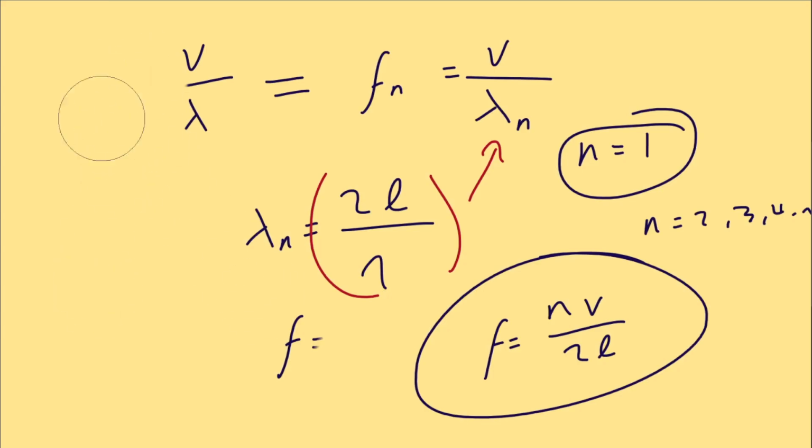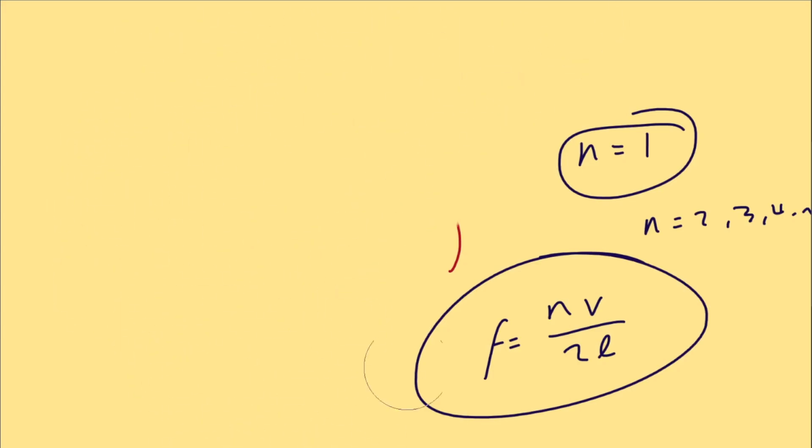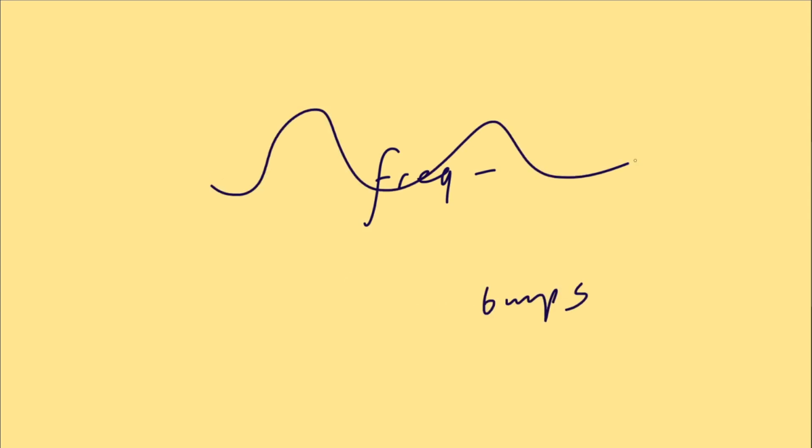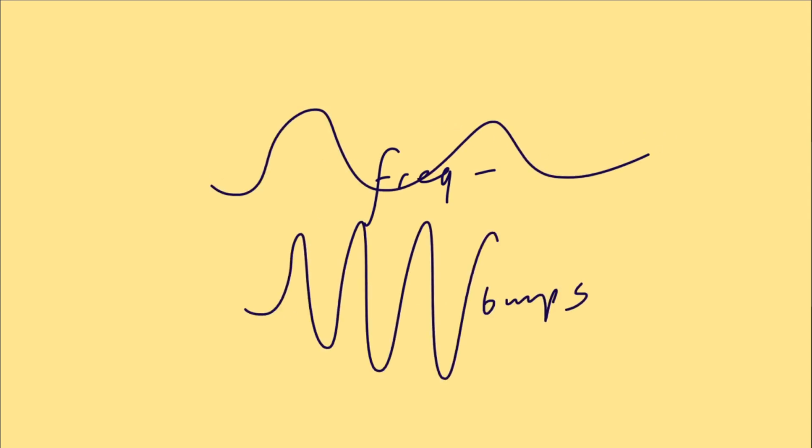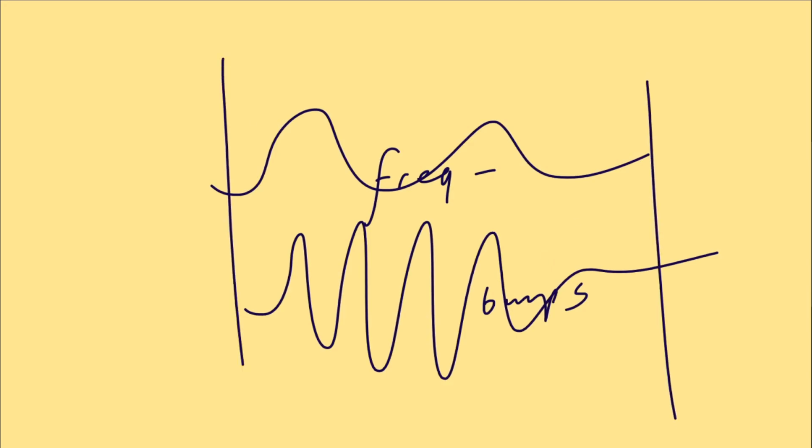So let's recap this. In English, the higher the harmonic number n, the higher the frequency, linearly. They're directly tied. So you can fit more bumps in the same string because it oscillates faster, even if they are of the same length.